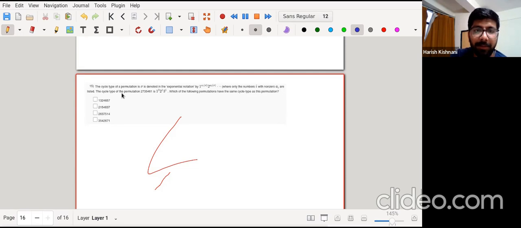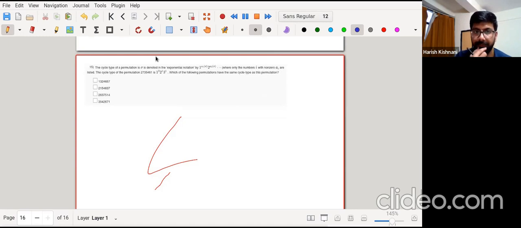The cycle type of the permutation 2735461 is this. Which of the following permutations have the same cycle type as this permutation? So you can check that the number of cycles in 2735461 of length 1 is 2, of length 2 is 1, and of length 3 is 1. We need to check which permutations have the same cycle type. So I'm just giving you the answer.